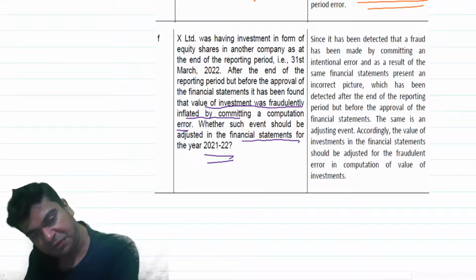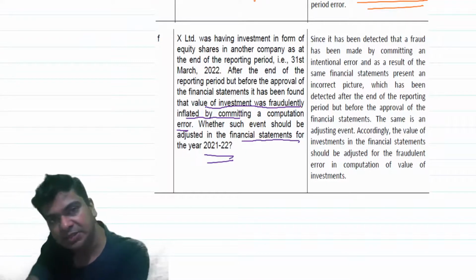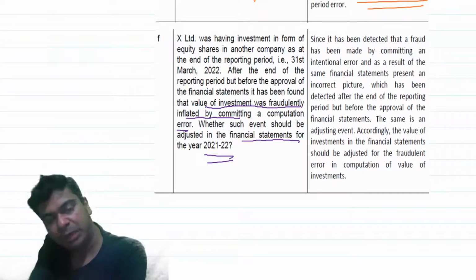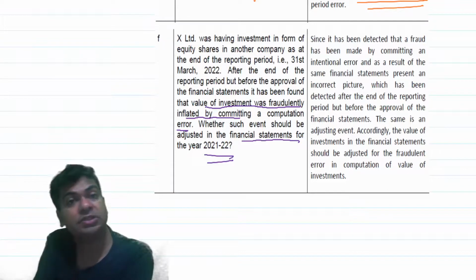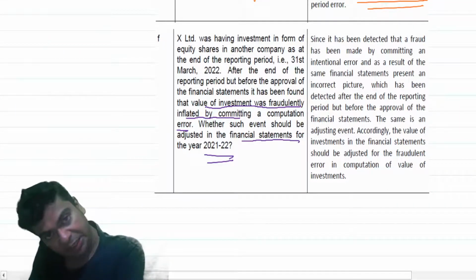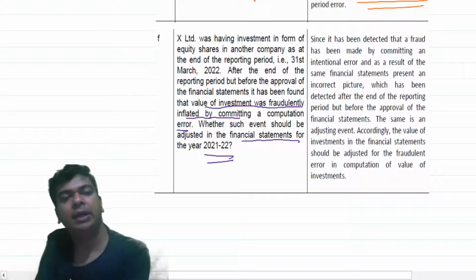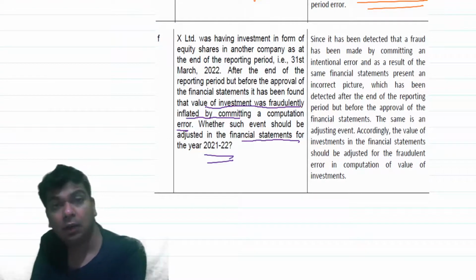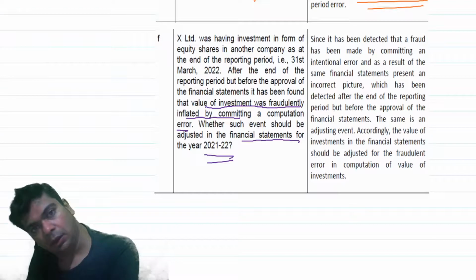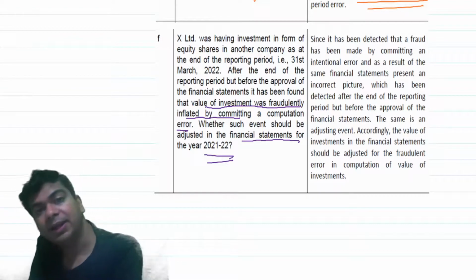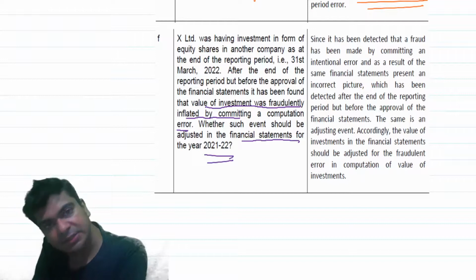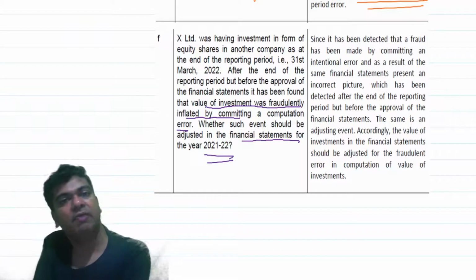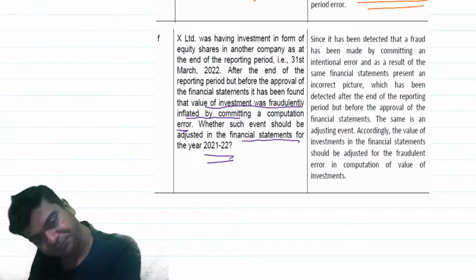In your balance sheet on 31st March 2022, you must be showing investment in this other company. And you are showing it at a particular value, which you have computed on 31st March 2022. Before the approval of the financial statements, you have realized that the investment value was fraudulently inflated because of a computational error. When was this fraud committed? The fraud was committed on the reporting date. Right, the circumstances that led to the event were prevailing on the reporting date, isn't it? What is the event that has occurred after the reporting date?